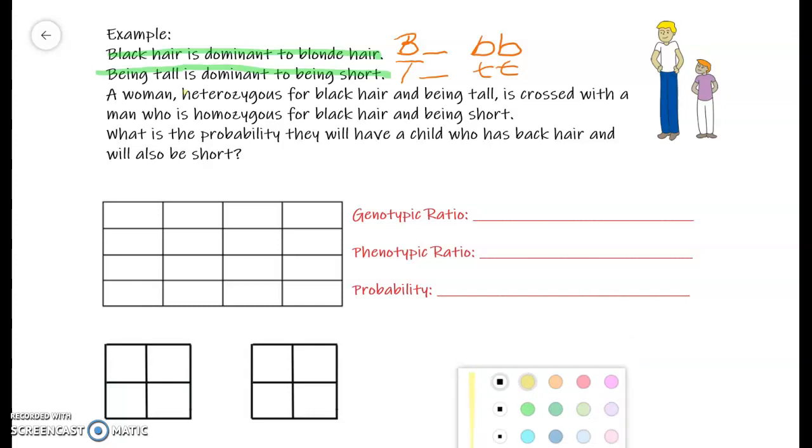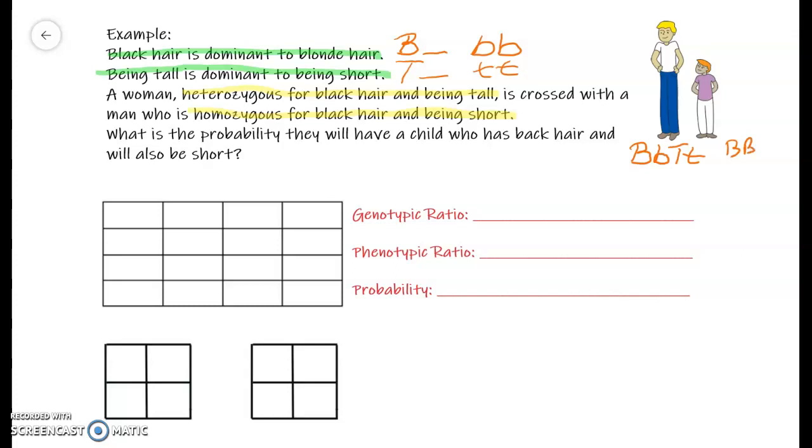A woman who is heterozygous for black hair and being tall. So we have two traits that she is heterozygous for. I'm going to write her genotype over here. So she is heterozygous for black hair and heterozygous for being tall. She's going to be crossed with a man who is homozygous for black hair and being short. Black hair is the dominant trait. Short is the recessive trait, so his genotype is going to then be big B big B for having black hair. He's short. The only way to be short is fully recessive. So now I have my two parent genotypes.